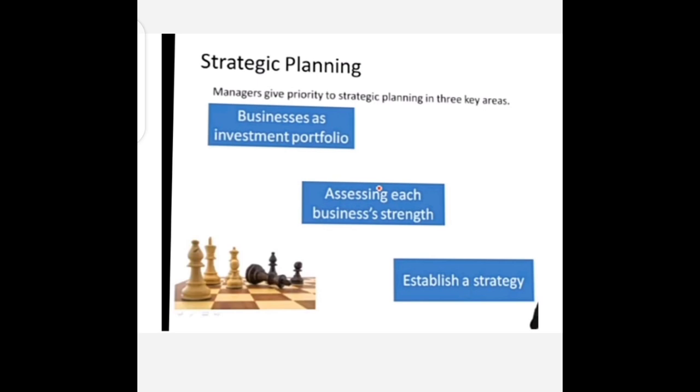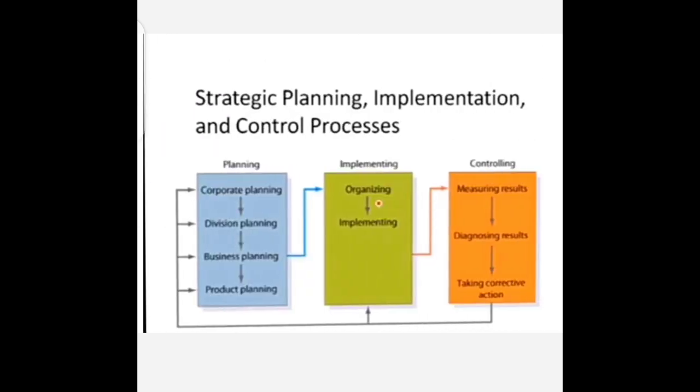So managers give priority to strategic planning in three key areas: business as investment portfolio, assessing each business's strength, and establishing a strategy. So strategic planning, implementation and control process. So planning can be done in corporate planning, division planning, business planning, product planning.